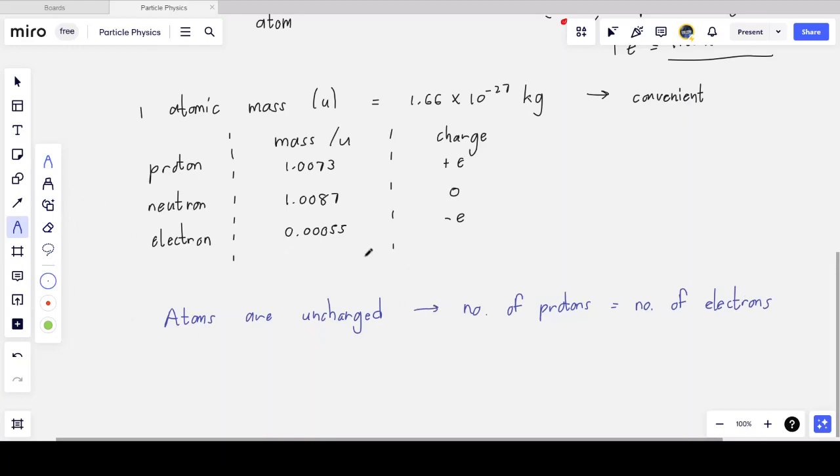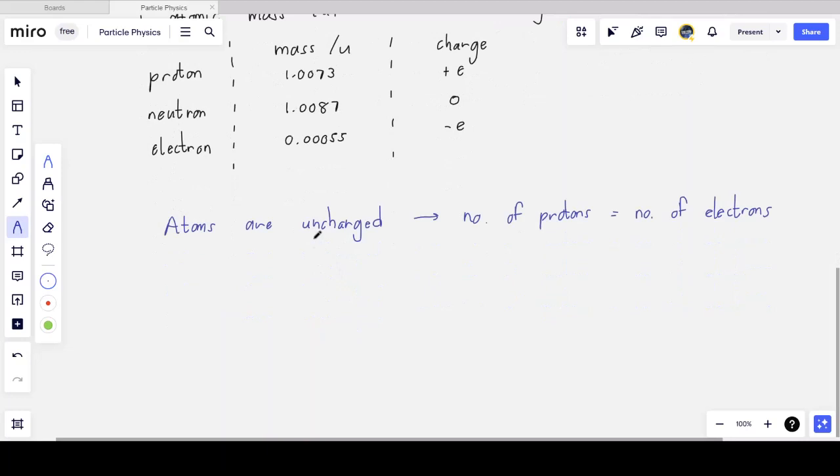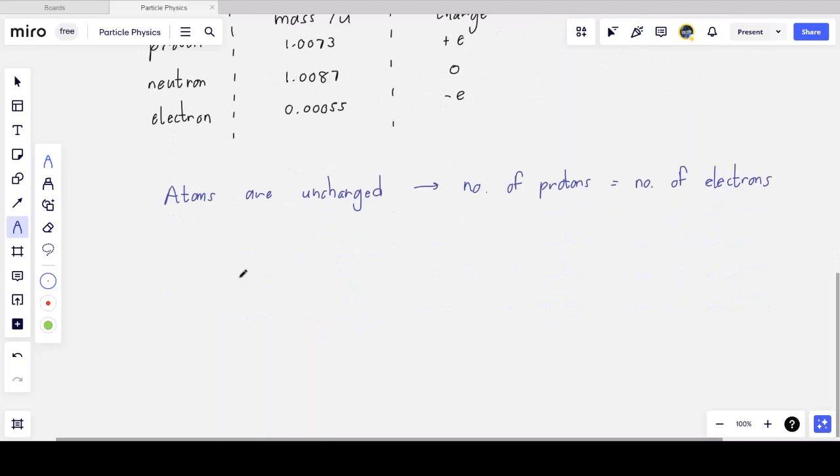But there are cases where an atom can have a net charge, and that happens when it loses electrons or gains electrons. So an uncharged atom can gain a charge, and a charged atom is what we call an ion. It can become a positive ion if it loses negative charge. If it becomes less negative, that is more positive. So if it loses an electron, it becomes a positive ion.